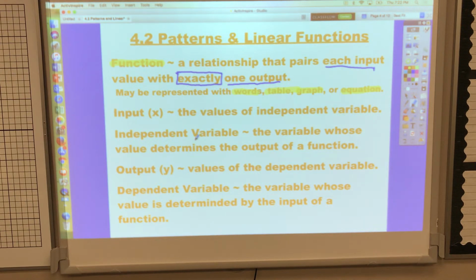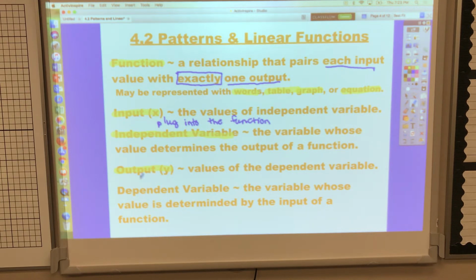There's two parts to a function: your input, which is our x values, and your output, which is your y values. That input is also called your independent variable. So that's something else you need to remember about your input. Those are the values whose value determines the output of a function. So your input is what we plug into the equation, or we plug into the function, depending on how it's represented. It's what we substitute into an equation if it's an equation-based problem.